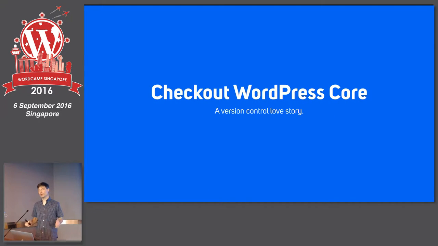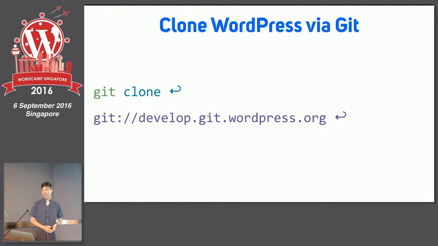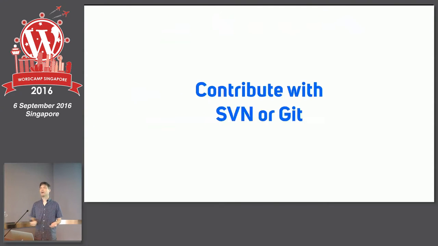Enough about WordPress core track for the time being. Let's move towards writing some code. Development of WordPress takes place using Git. So to clone it, you run the same git clone command you would for any other repository. The WordPress Git repo is at the address on screen, and it's recommended that you clone it into a directory called WordPress Develop. That's right, you can contribute to WordPress core using either SVN or Git.